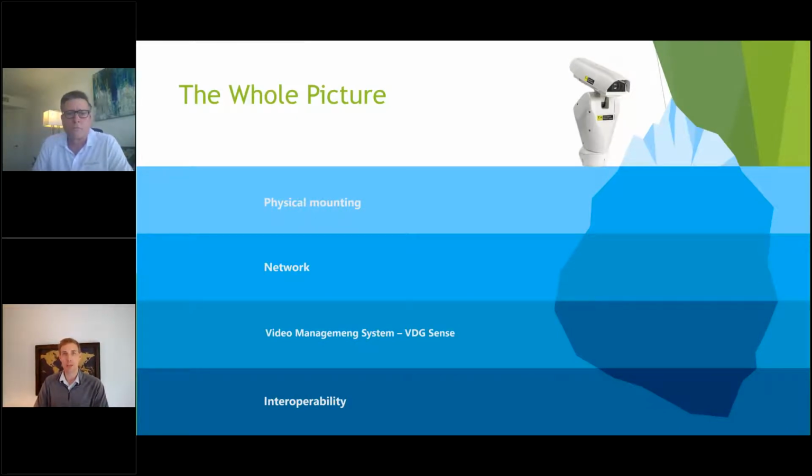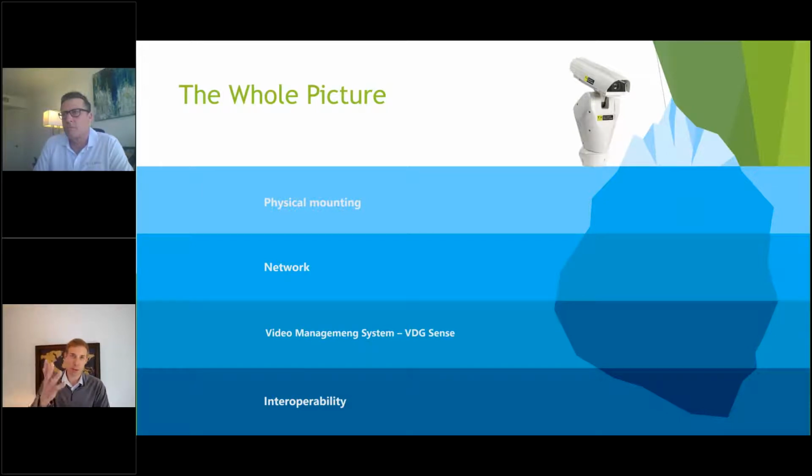Very cool. Okay, now just touching on the idea of the whole picture of the system. I like to think of this as an iceberg. So we've got our cameras out in the edge, out in the field. Those are what the public sees. Those are what we can see and feel, but they really don't paint the entire picture of what goes into a true camera solution or a successfully deployed camera solution.